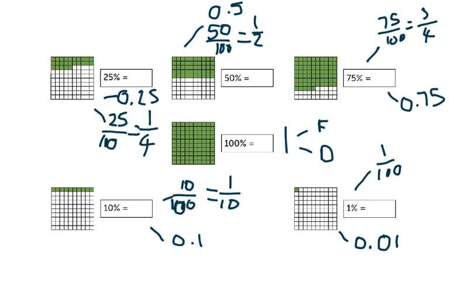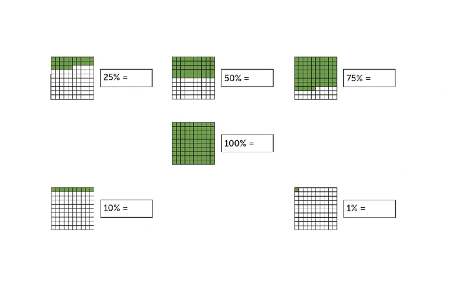So that was out of 100. But what if these percentages were out of a different number? If we know that 50% is 1/2 of 100, what about if we want 50% of 200? We know 50% is 1/2. So can we work out what 50% of 200 is? What's 1/2 of 200? 100.